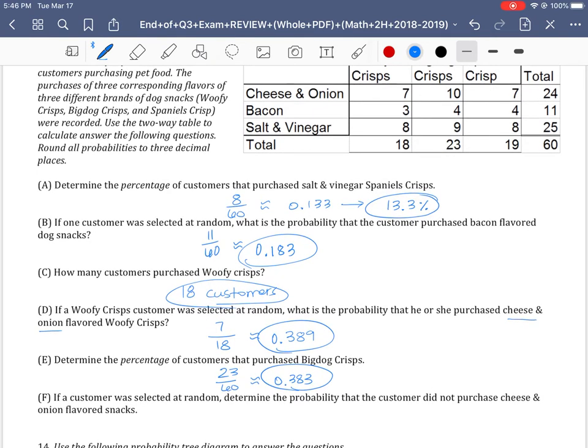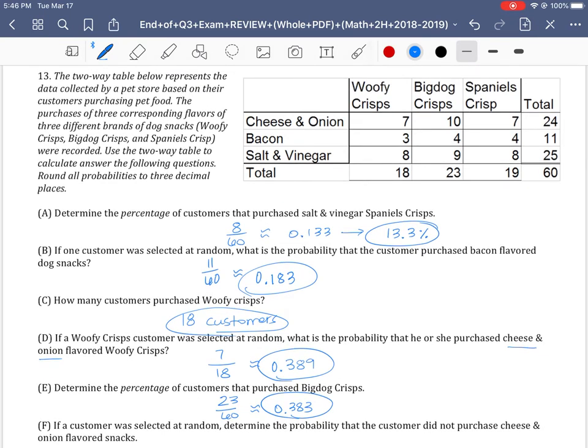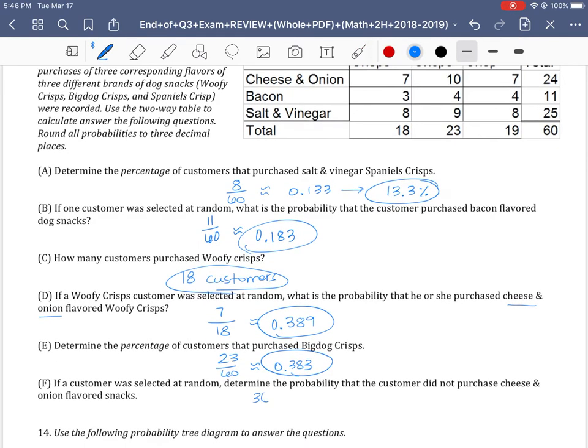F says if a customer was selected at random, determine the probability the customer did not purchase cheese and onion flavored snacks. So if we look up here, if we're looking at who did purchase cheese and onion, that would be these 24. So those that did not would be these 11 and these 25. So if we add 11 and 25 together, it looks like there are 36 people that did not out of the total 60. Again, as a decimal, that's 0.6. It asked for a percentage, so we would say that would be 60% of the customers did not purchase those.